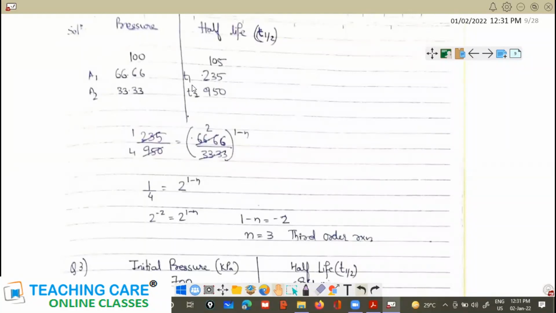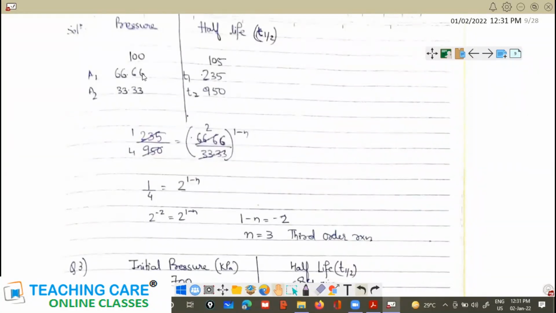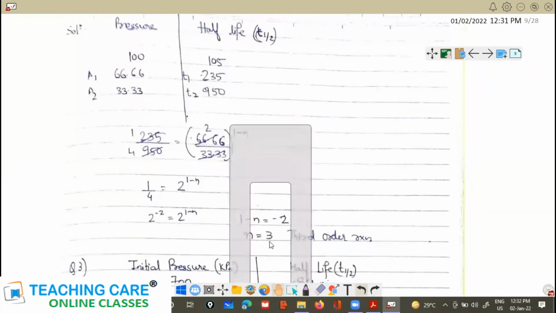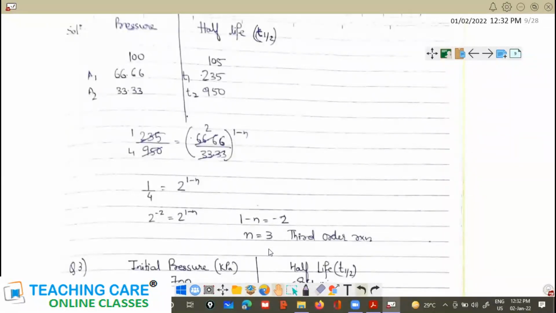Simple. At this T1, this was the concentration. At time T, this was the concentration. You just divide it. 1 by 4 is equal to 2 to the power 1 minus n. So 4, you convert it into base 2. So 2 to the power minus 2 is equal to 2 to the power 1 minus n. So n will be 3, a third order reaction. This is as simple as that.